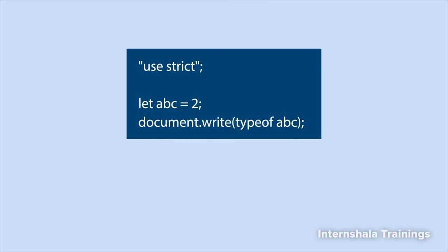Say we have this code where we have declared the variable abc and assigned it a value 2. To use this operator, we use the typeof operator like this. The typeof operator simply returns a string indicating the type of the operand. This means as the variable abc holds an integer value, it will print number. And in case we have a string value instead of a number, it will print string in the output.